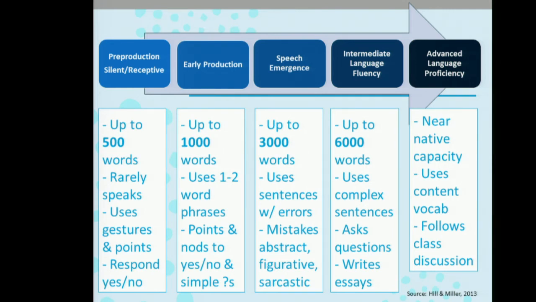Just because you can use sentences doesn't necessarily mean that they understand how you're making a point, particularly if you're using sarcasm. Then they finally get to a place where they're actually able to use the English language for their learning, and that's at that intermediate language proficiency stage and the advanced language proficiency stage. And in those 2 stages, they're still making some mistakes, but they're getting close to what their peers might be in terms of verbal production.